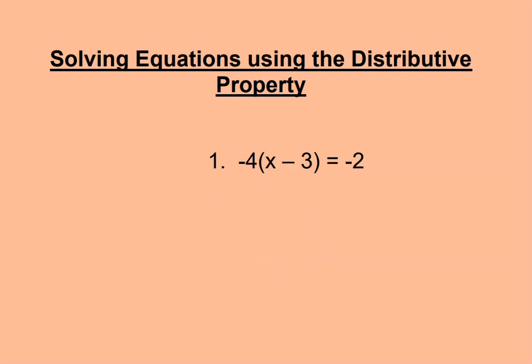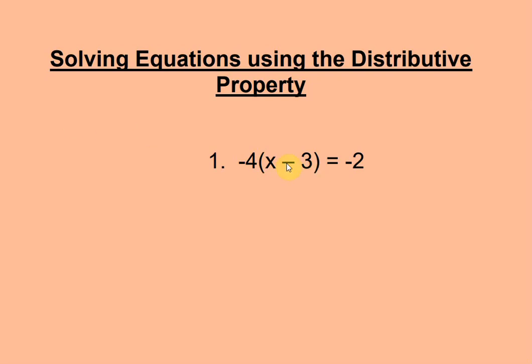Now we're going to solve equations using the distributive property. As I said in the steps to solving a linear equation, the first step is to combine like terms, and the next step is to isolate the variable. Well, if there are parentheses in our equation, the first step becomes getting rid of the parentheses. Then we combine like terms and isolate the variable.